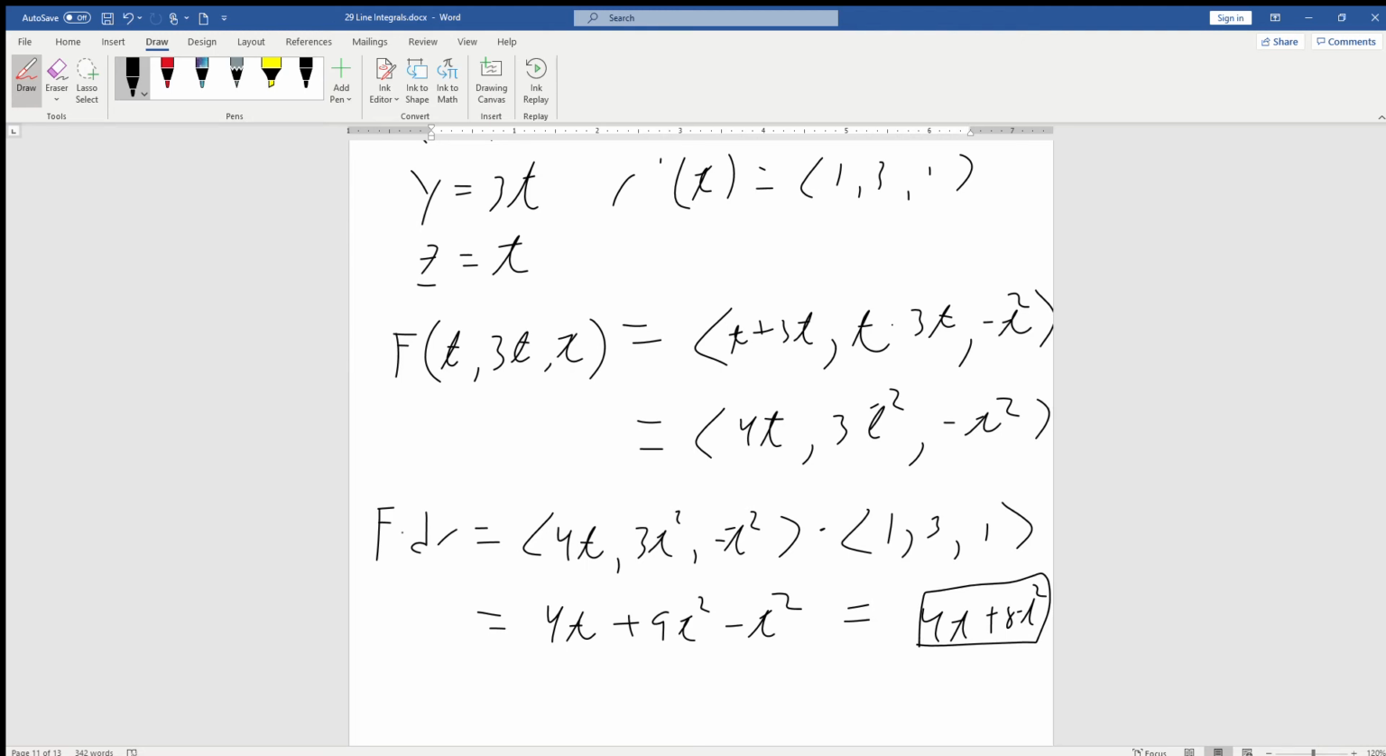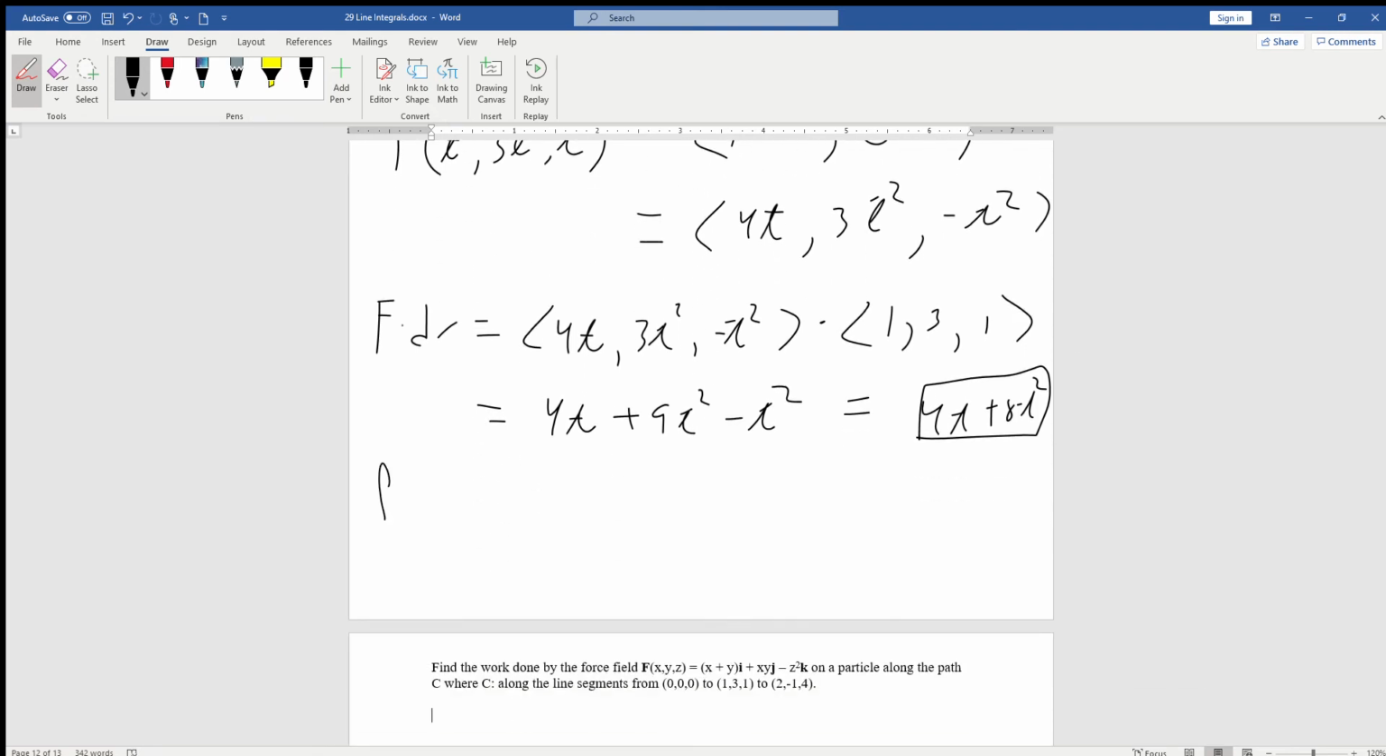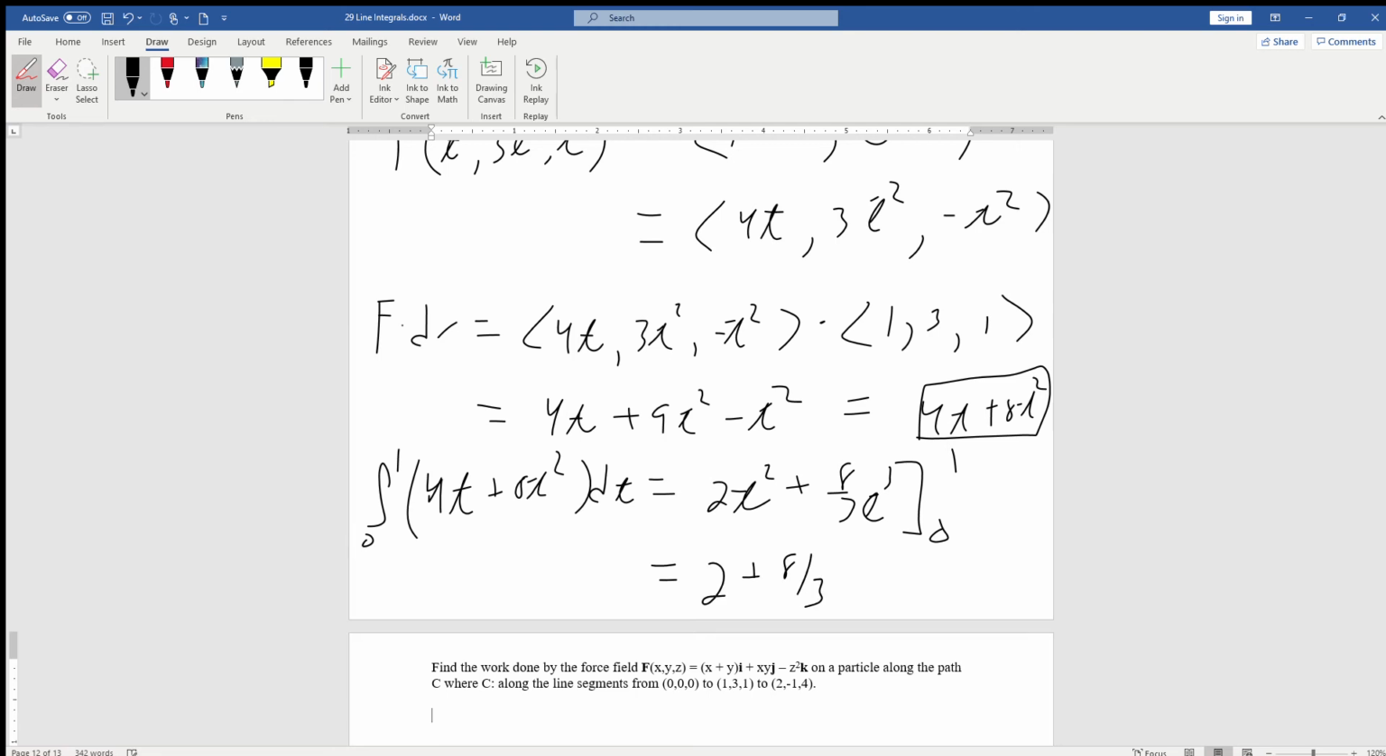Now, we also remember that t is going to range from 0 to 1. Remember, we formulated it as a line segment. And so we get a really basic integral to evaluate. So now we get the integral from 0 to 1 of 4t plus 8t squared dt, which is going to turn into 2t squared plus 8/3 t cubed from 0 to 1. 0 cancels everything out, so we're left with 2 plus 8/3 by substituting 1 back in, and 2 plus 8/3 is going to yield 14/3 for us.